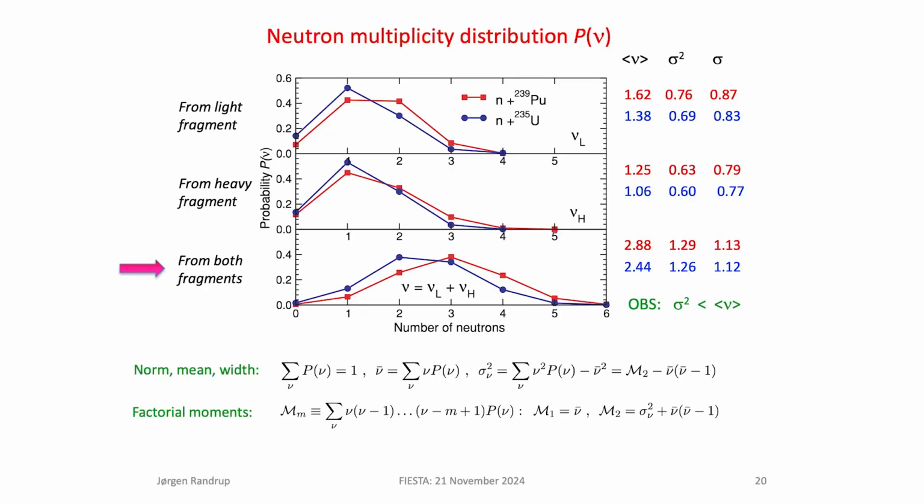Okay, now this I will skip quickly over. You measure neutrons, and in a given event you measure n neutrons, so you get a multiplicity distribution.